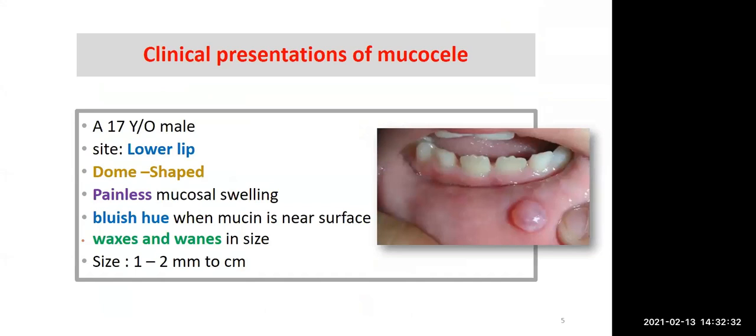So I'm going to present some cases, obviously the more common and more important ones of salivary gland origin. The first case is a 17-year-old boy, a young boy. He had a lesion in the lower lip. As you can see, it is a dome-shaped elevated lesion with a bluish hue. The mother of the patient says that it was waxing and waning: it comes and then heals by itself and then grows again. The surgeon performed a biopsy from the lesion.